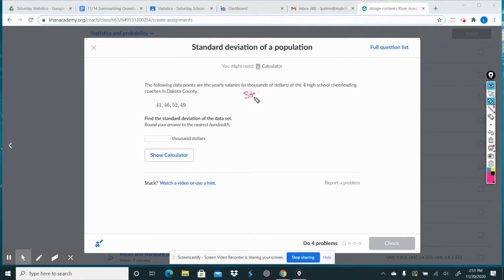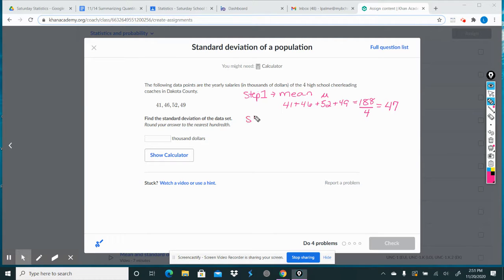Step 1 for finding the standard deviation would be to find the mean of the set of data, which is also called the mu. It looks like a U with a long slant in the beginning. So we're going to add up all the values, 41 plus 46 plus 52 plus 49, and we get 188. We divide that by the number of data values, which is 4, and we end up getting 47. So this is our mu, this is our mean of our data values.